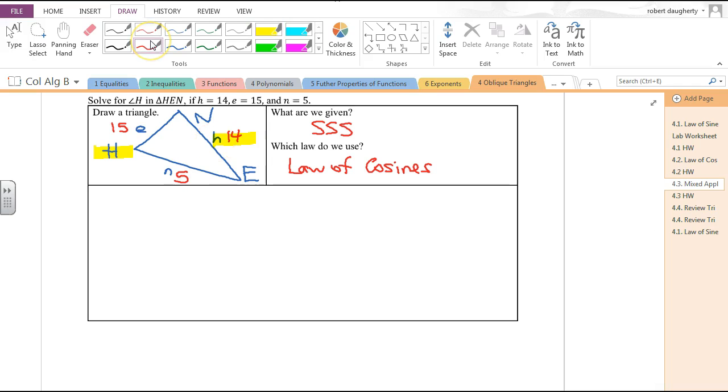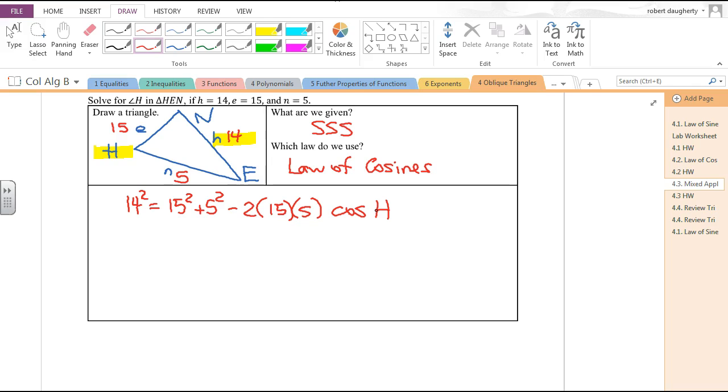So in the law of cosine, 14 squared is equal to 15 squared plus 5 squared, minus 2 times 15 times 5, times the cosine of which angle? H. Now this formula looked a lot uglier when you first started, but it's not that bad. So that needs to be solved for H.